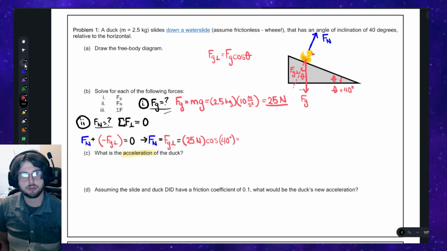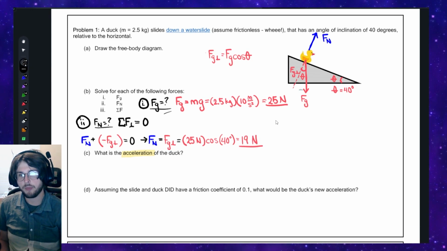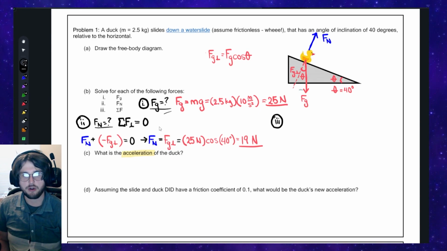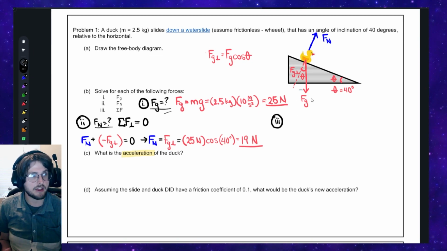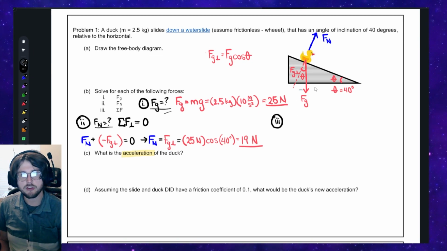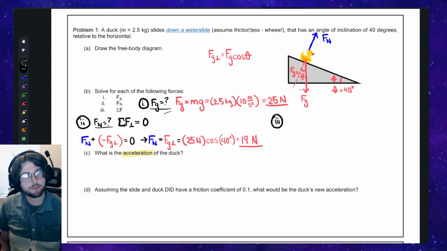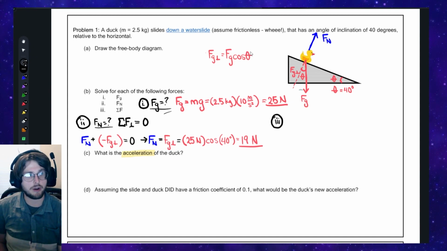And that should amount to about 19 newtons total. Now, part 3 is asking us to find the net force. We've already found that any and all forces in the perpendicular direction have to add to 0, that they all cancel each other out. So, assuming that the duck is moving, which we're being told it is, there still needs to be some kind of force that's causing this duck to accelerate down the incline or the water slide.